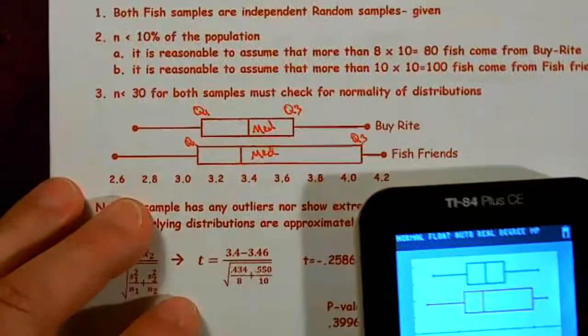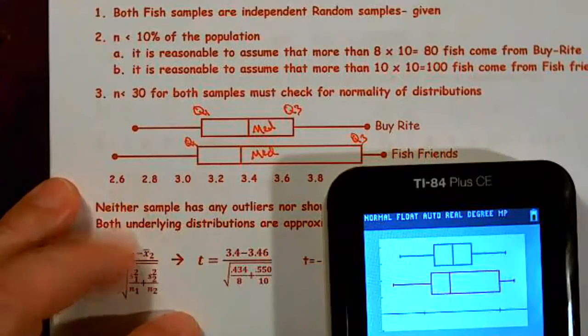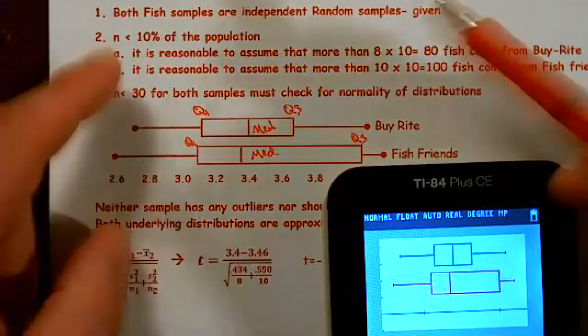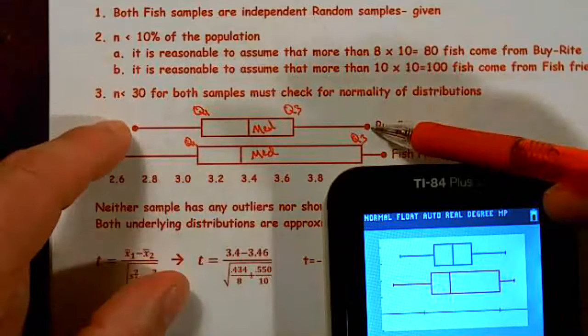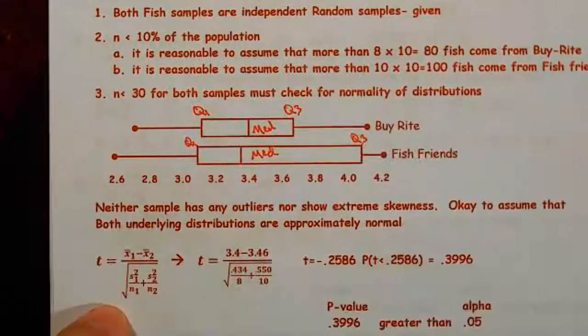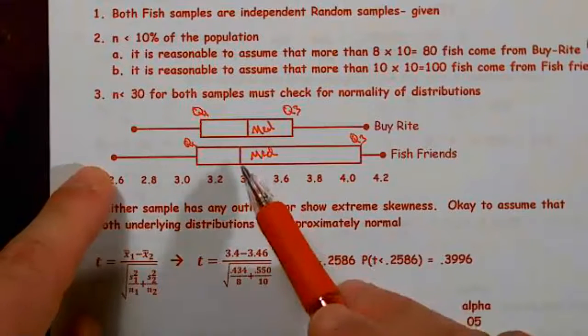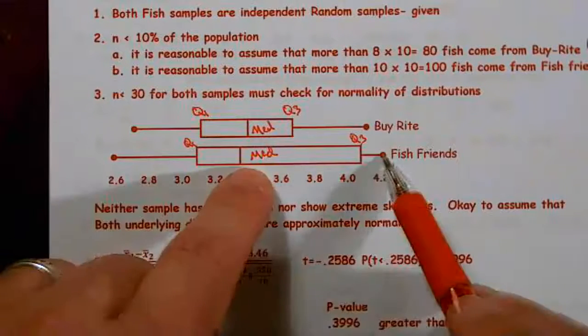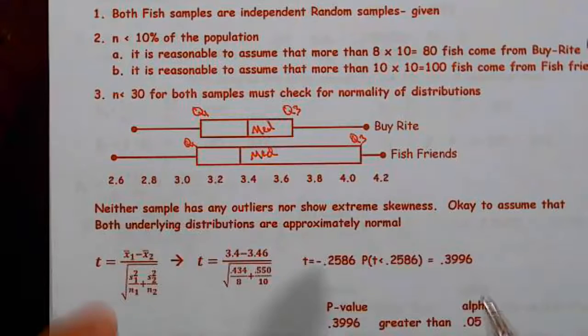When I look at those 2 box plots, I go, you know what? First off, I don't see any outliers. I also look at them and go, you know what? This one is very, very symmetric. This one isn't as symmetric, but it's not too bad. In the grand scheme of things, that's not bad. And I can look at this distance and this distance, and they're about the same. So neither sample has outliers, nor show extreme skewness.